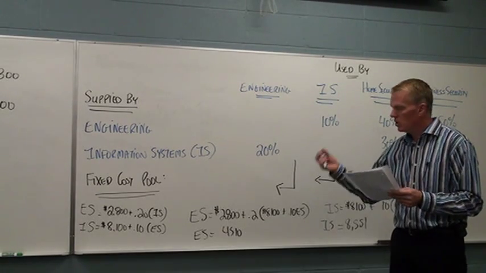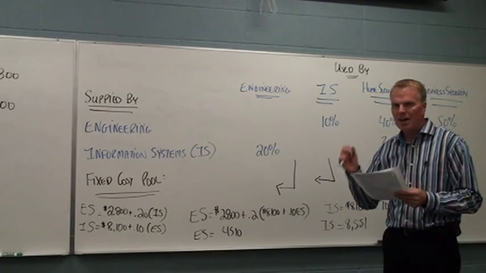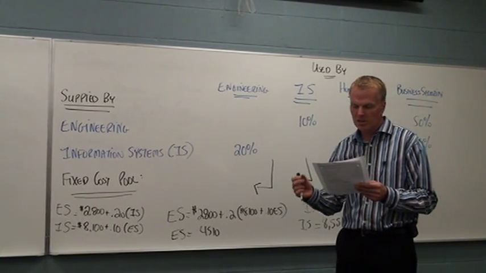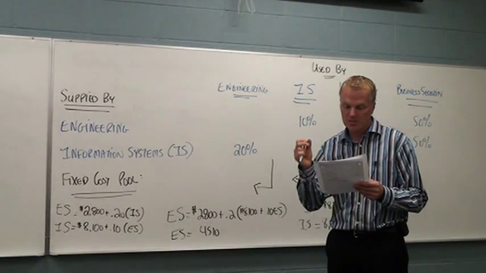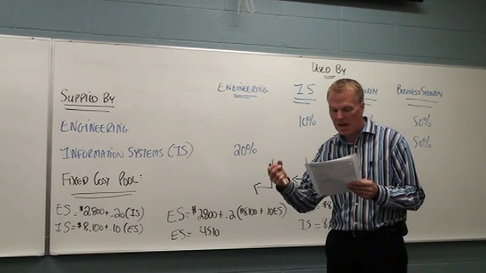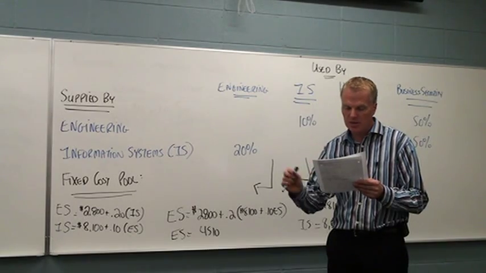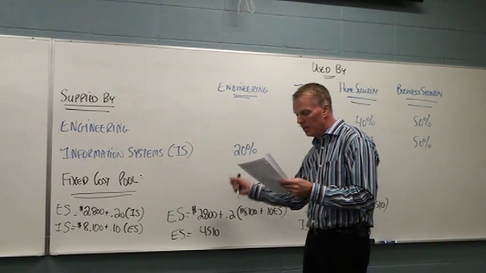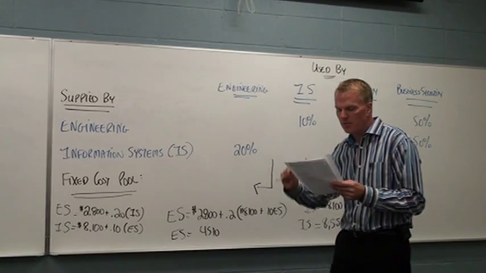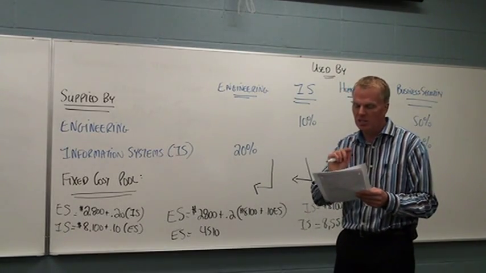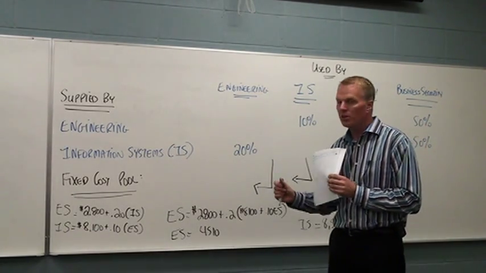After this, you now put this into the chart, and you can allocate these amounts to the three areas, to the home security and the business security systems, plus then one of the other two. Your engineering will be allocated a little bit to information systems, and then the information systems will allocate a little bit to engineering. Hopefully that helps you.